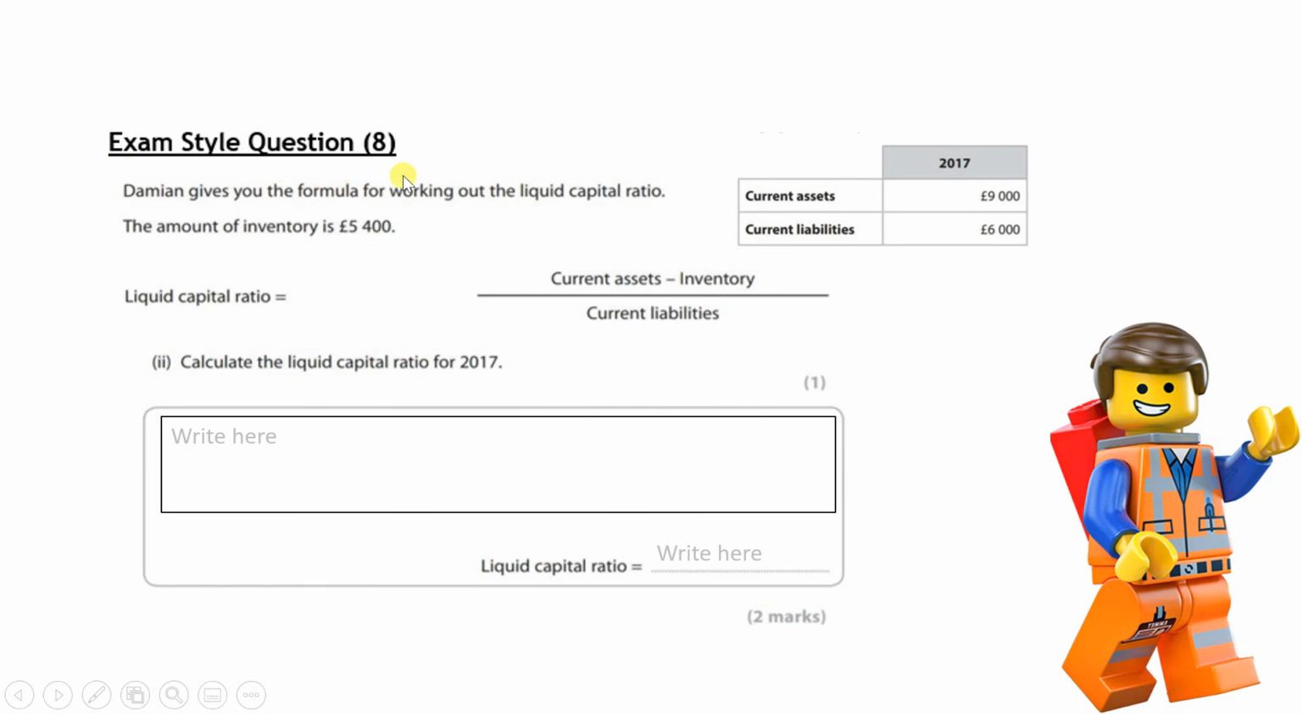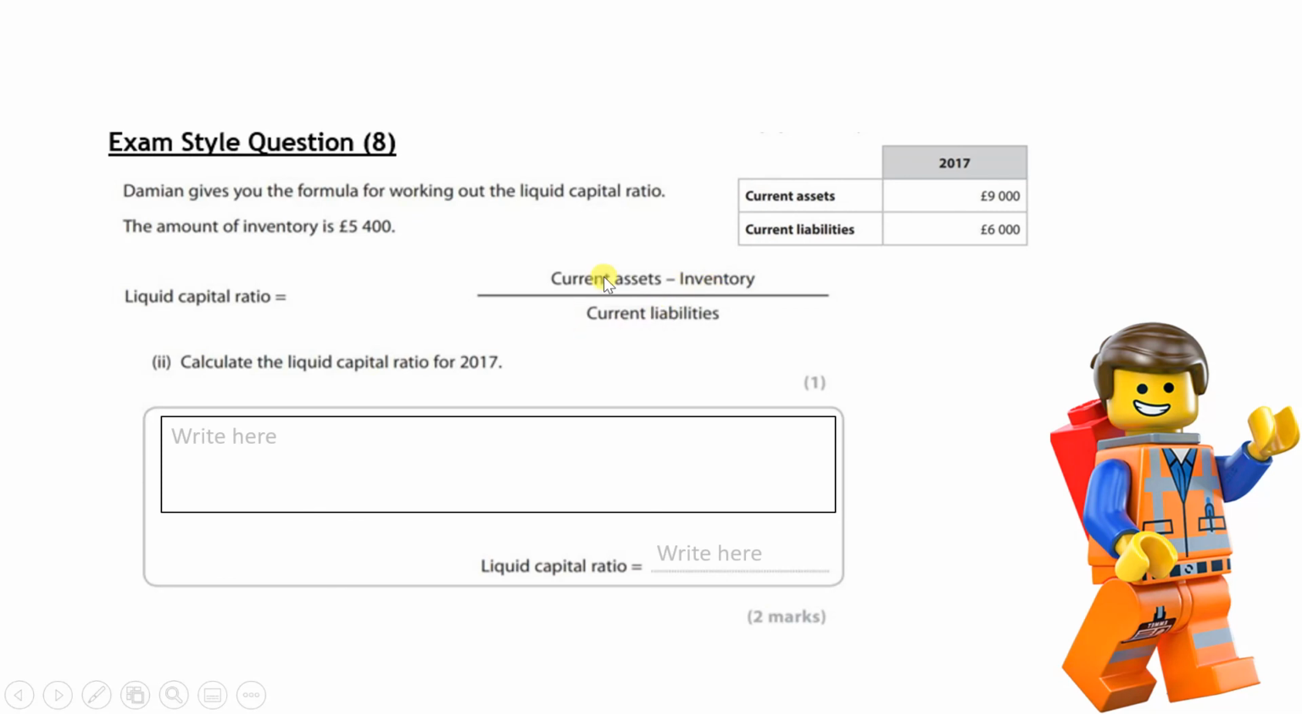Question 8. Damien gives you the formula for working out the liquid capital ratio. You've got the current assets value of £9,000 and the current liabilities of £6,000. They're on this question again. And the amount of inventory, remember that's the other word for stock, is £5,400. There's the formula, liquid capital ratio equals current assets minus inventory.